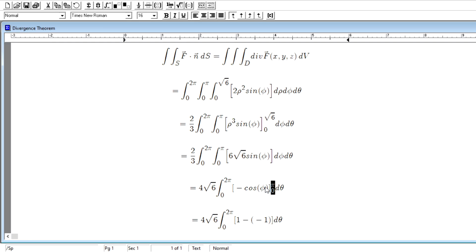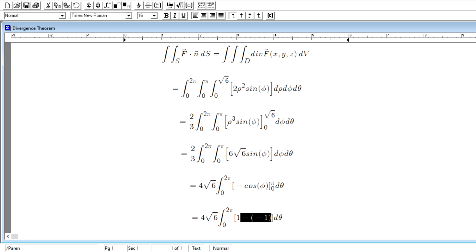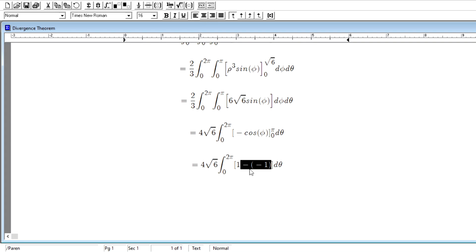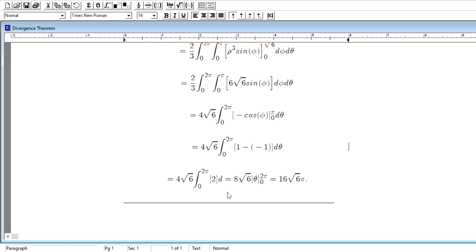At pi, cosine of pi is -1, so the opposite of that is positive. We see that positive 1. And then we subtract the cosine of phi at 0. The cosine of 0 is 1, so this is going to produce -1, so we subtract away -1 in value, which is like adding 1. All right, that's 1 plus 1 inside there. That is an integrand now that is producing the value of 2. So we might bring the 2 out and make this 8 root 6, the integral from 0 to 2 pi for just d theta, which would bring in just theta evaluated from 0 to 2 pi.